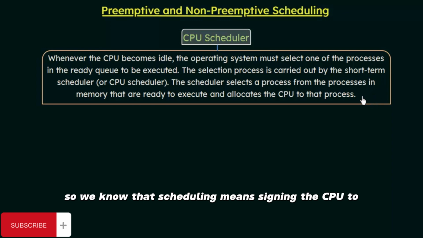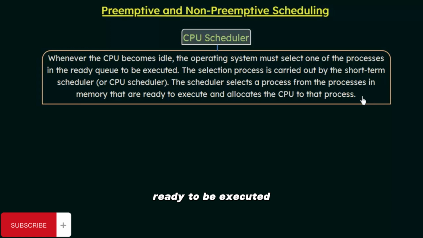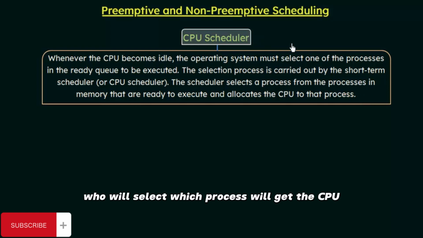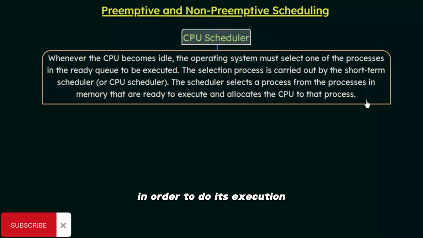So we know that scheduling means assigning the CPU to different processes for their execution. So there may be many processes that are ready to be executed and are waiting to just get the CPU. Among those ready processes, the CPU scheduler is the one who will select which process will get the CPU in order to do its execution. So it will select a process from the processes in the memory that are ready to execute, and it will allocate the CPU to that process. So that is a function of the CPU scheduler. So similarly, there is another thing that we need to know about, and let's see what that is.